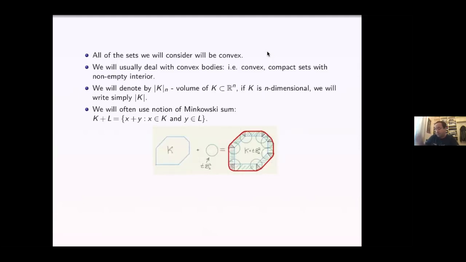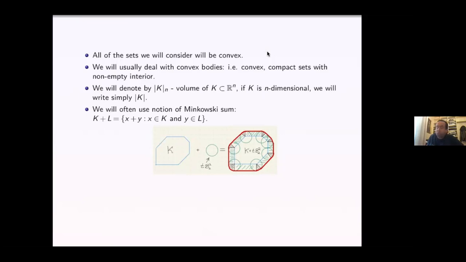So let me do it again. Here a polygon, I should say, because I'm in dimension 2, and I add to it a circle. And you can see the following picture: more or less, you move the sides to distance t. So you prolong them to distance t like this. So that's what happens, that's the picture.